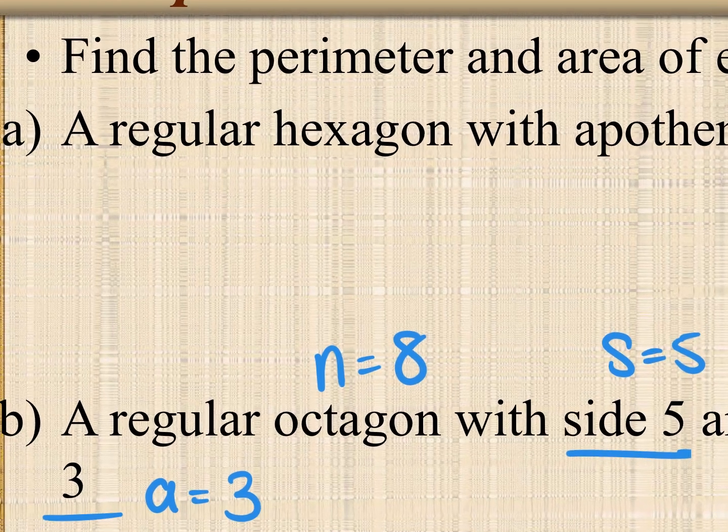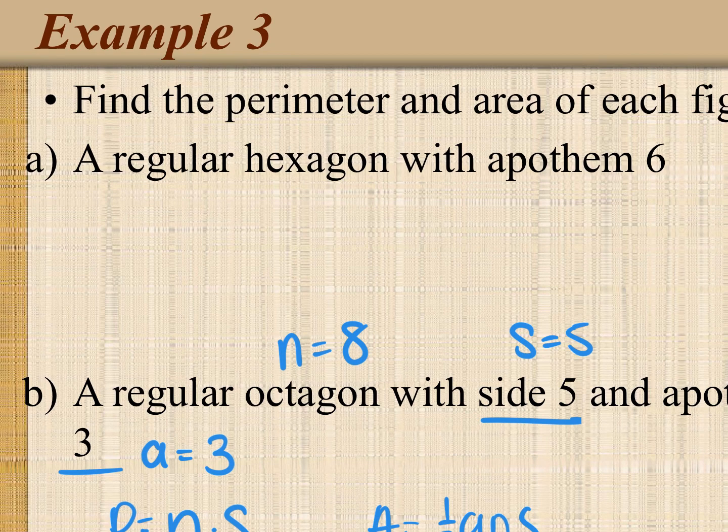All right, so we have a regular hexagon with an apothem of 6. What variables do I know in this problem? I know the number of sides. How many sides are there? 6. So what variable is 6? Little n, not little s. What is little s? The side length, not the number of sides. N is the number. Think of n as number, s as side length.